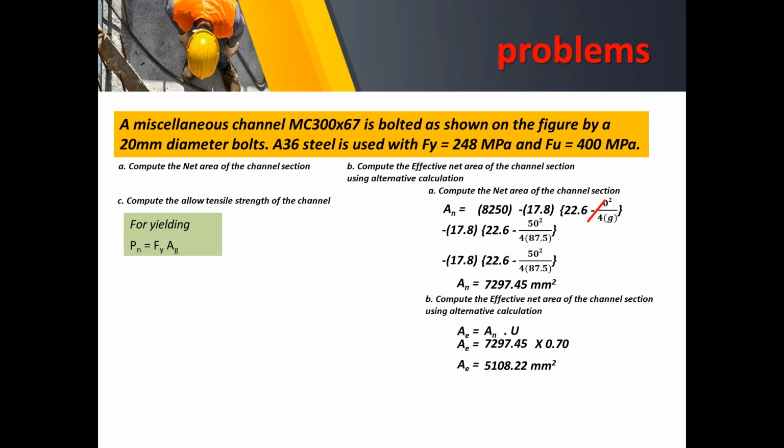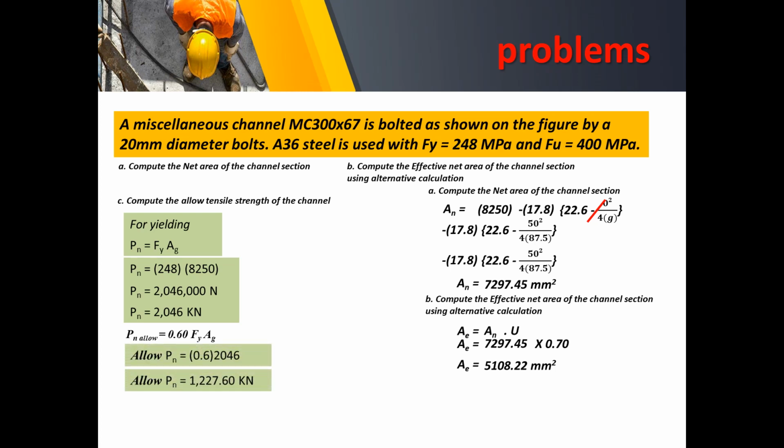First, for yielding, of course, FyAg is the formula for Pn, or the allowable load. We have 248 times 8,250. So in here we can yield this to 2,046,000 newtons, and this will be equivalent to 2,046 kilonewtons. Now, to compute the allowable loading by the effect of yielding, you just have to multiply 0.6 on FyAg. So we do that and we'll come up with 1,227.6 kilonewtons.